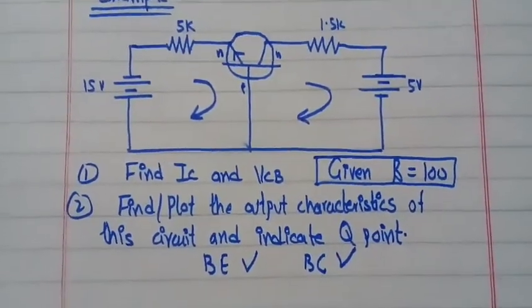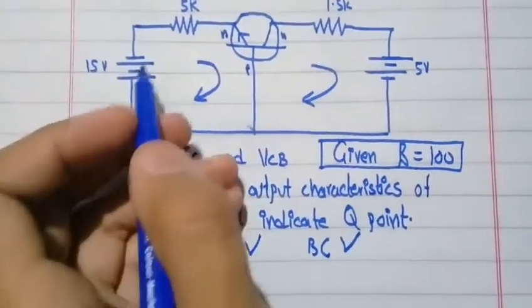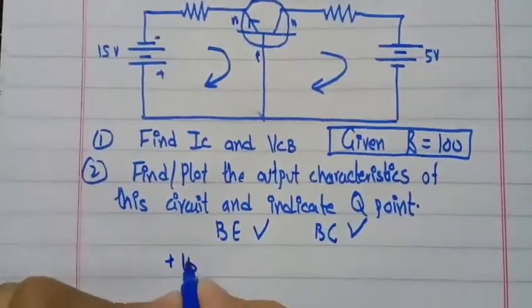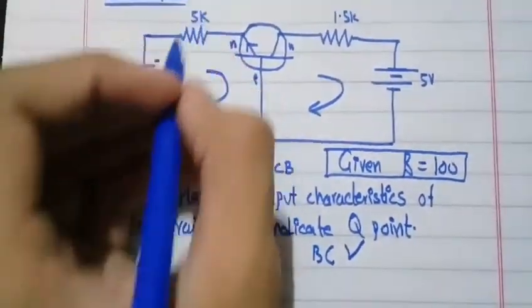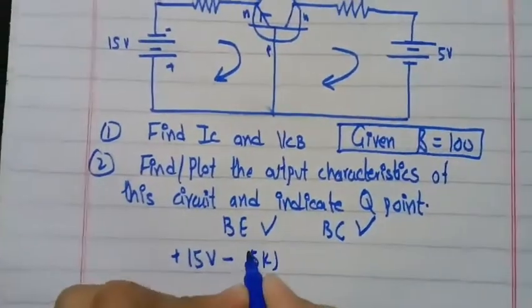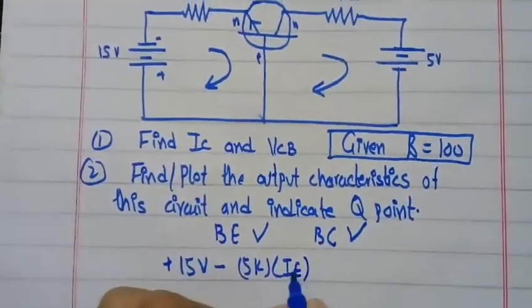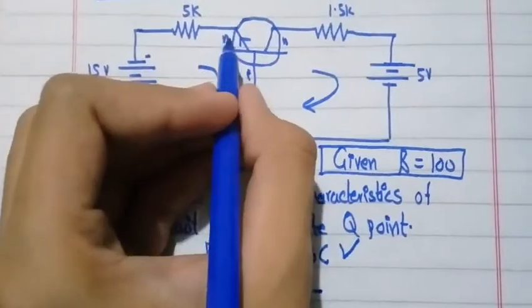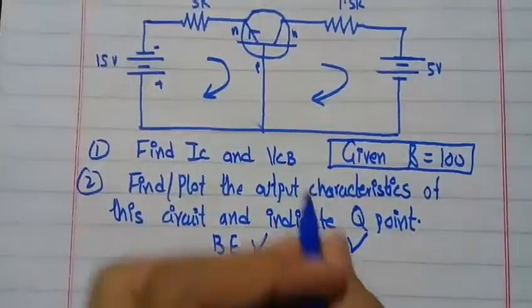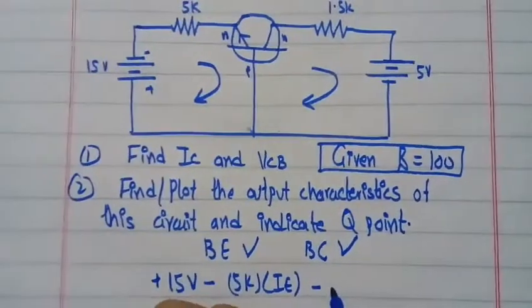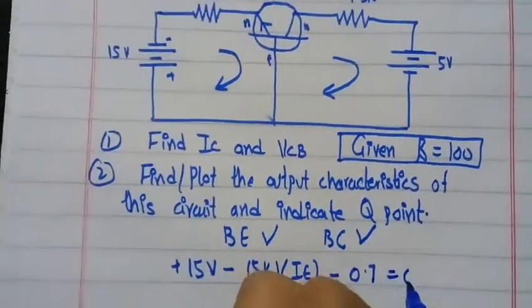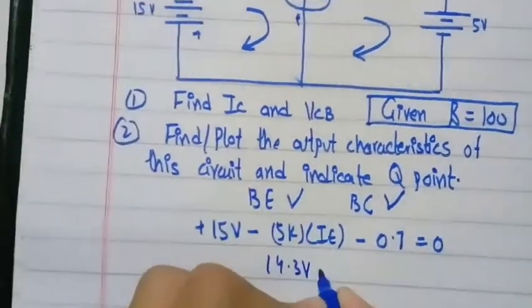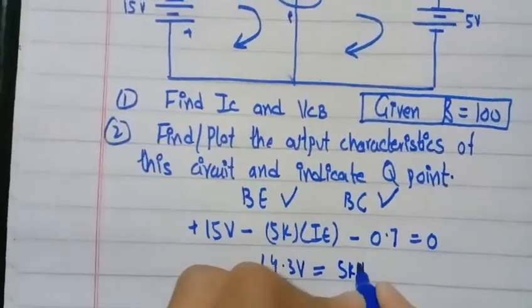We will apply the KVL formula, Kirchhoff's voltage law. This arrow will touch the positive side first and the negative side later. So we will write plus 15 volts minus, and there is a drop in the 5k resistor, so 5k into IE, because IE is the emitter current and this is the emitter branch. Then minus 0.7 volts, because the base emitter junction is forward biased, and this equals 0. So 15 minus 0.7 is 14.3 volts, which equals 5k into IE.